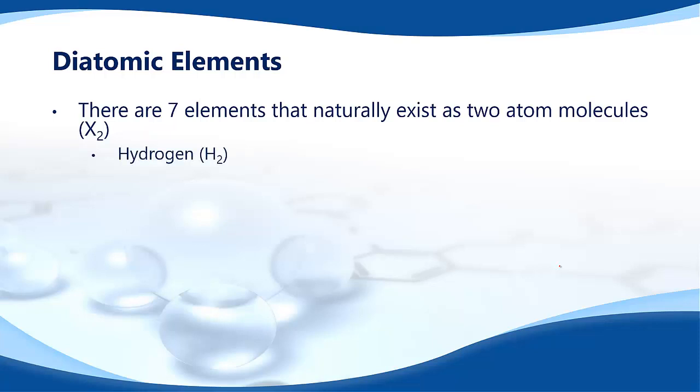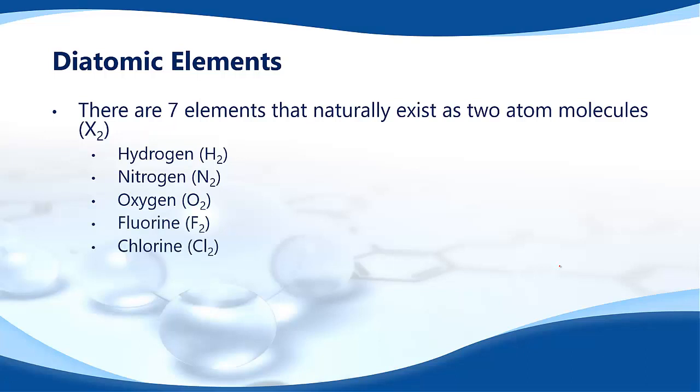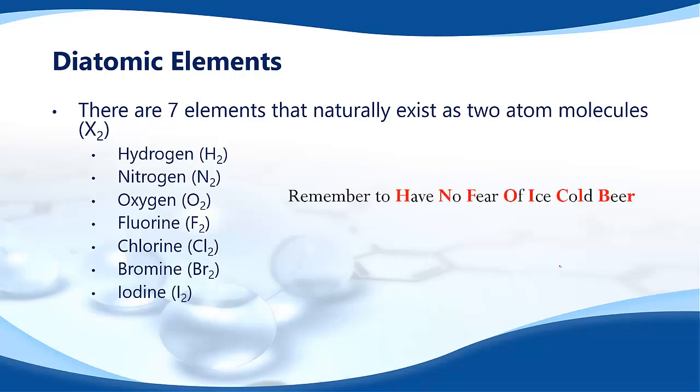All right, so the first diatomic element is hydrogen, then nitrogen, oxygen, fluorine, chlorine, bromine, and iodine. Right, so these are the 7. If you want a nice, easy mnemonic to learn these, just remember that if you are of appropriate age, to have no fear of ice cold beer.